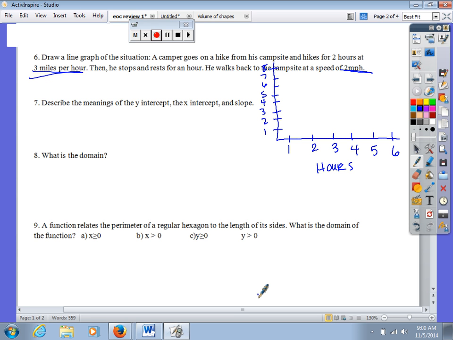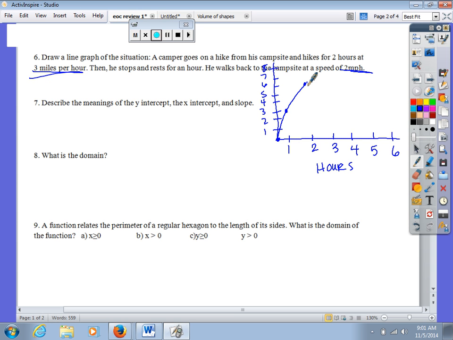Okay. All right, where would you start? If you're starting the journey, where would he start at? What's his initial value? 0, 0, right? How many of you got that point right? Ooh, success. Okay, the next point, it says he leaves and he hikes for 2 hours. So I'm going all the way to 2, right? At 3 miles per hour. So how many miles does he hike the first hour? 3. How many miles does he hike the second hour total? 6. So just connect that.